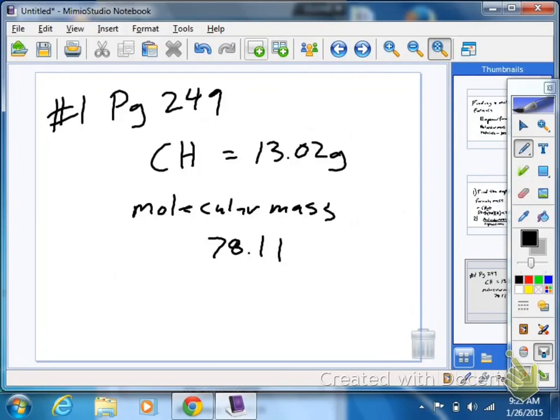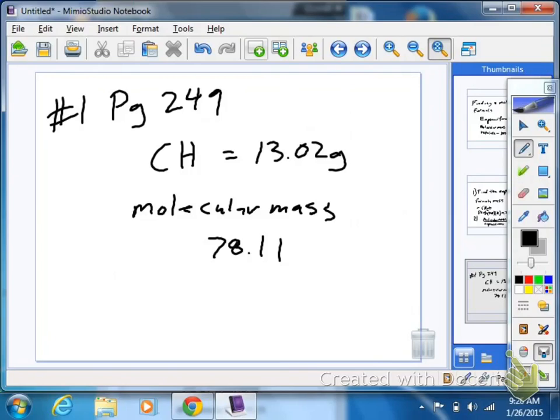The empirical mass is 13 grams, or AMUs. They use AMU as per molecule. If it's grams, it's per mole of molecules. So sometimes you can say grams, sometimes you can say AMU. The only difference is AMU is the relative mass of molecules, and grams is the weight of 1 mole of molecules.